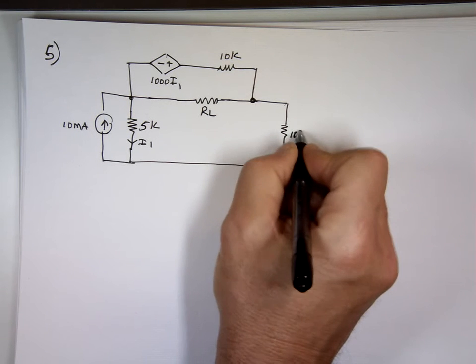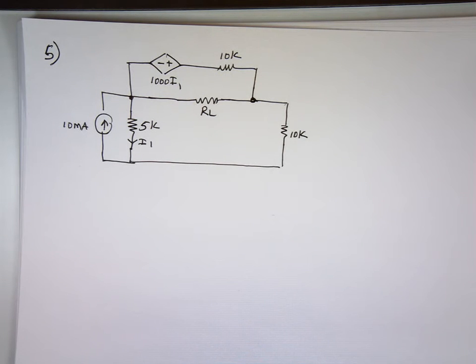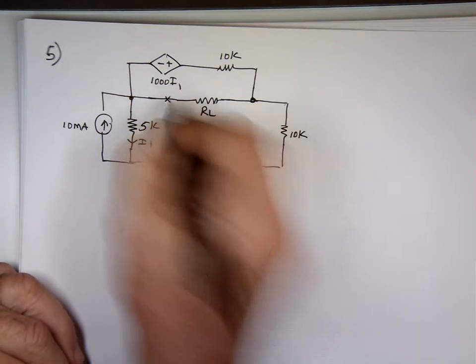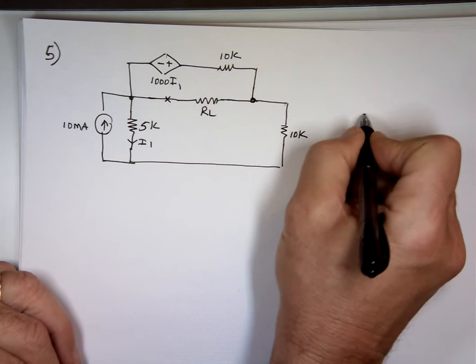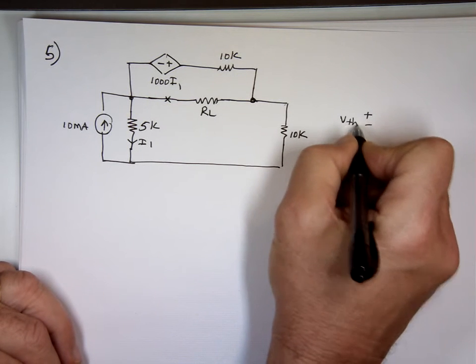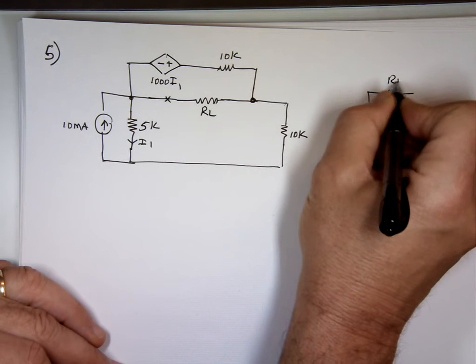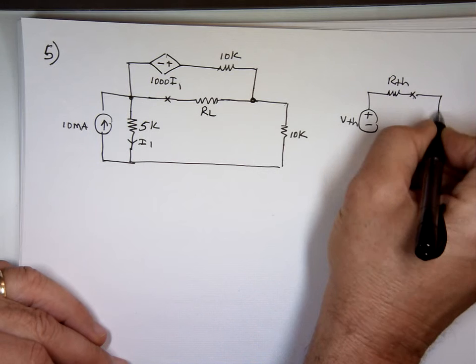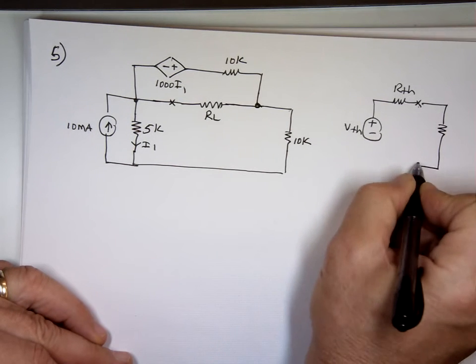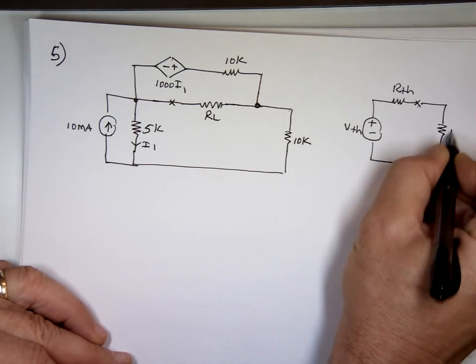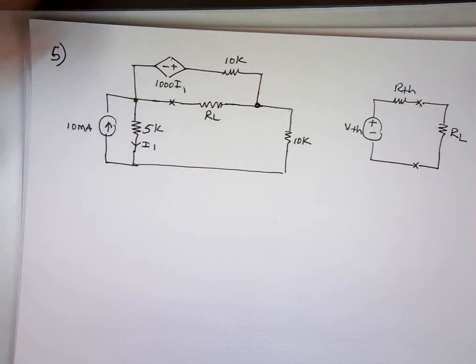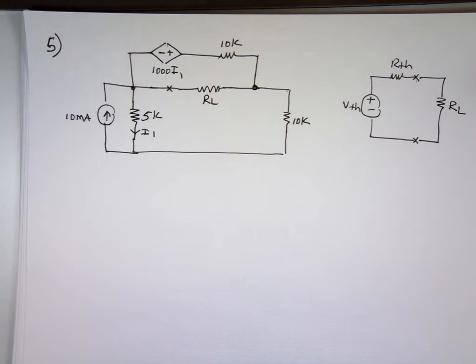Now, since you have independent and dependent sources, again, my goal is to replace this with the Thevenin equivalent, which is V Thevenin, R Thevenin, in series with R sub L. Once I know what R Thevenin is, I know what R sub L for maximum power transfer. You want R sub L to equal R Thevenin. So let me see if I can get these values. V Thevenin is V open circuit.